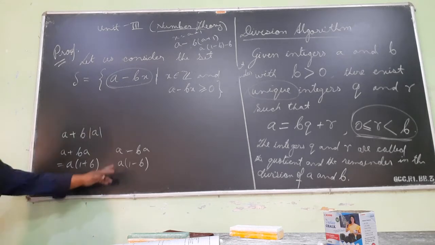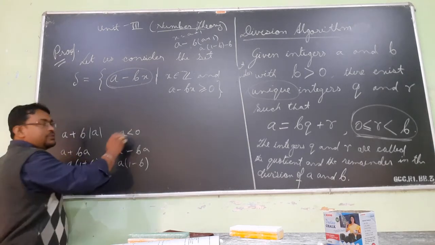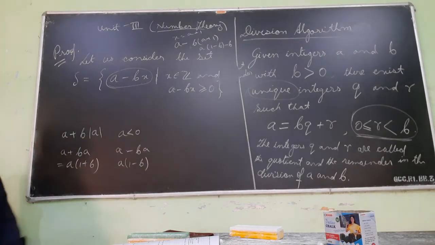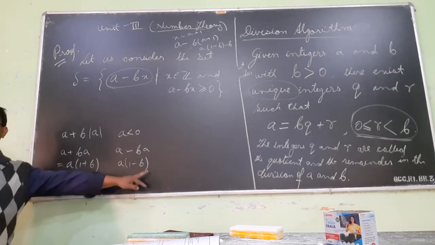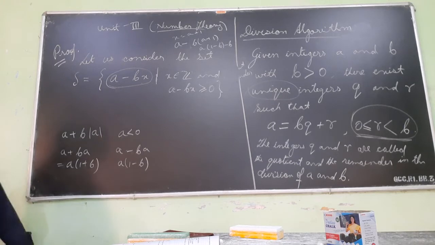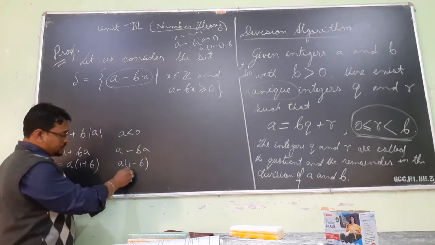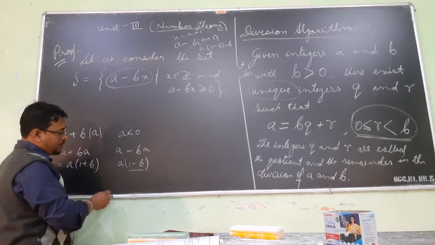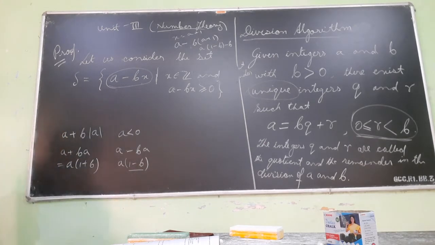So what can you say about this number? A is negative. I am saying that A is negative. So what about this number? A into 1 minus B. 1 minus B is surely positive or negative, isn't it? If B is greater than 0 and B is an integer, then B is actually greater than or equal to 1. B cannot be something between 0 and 1.